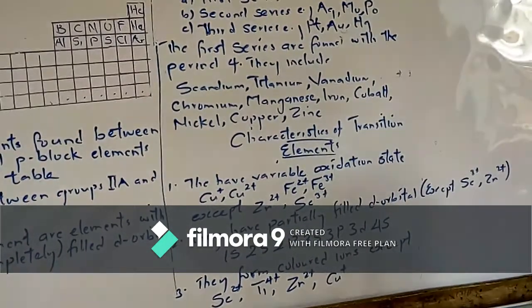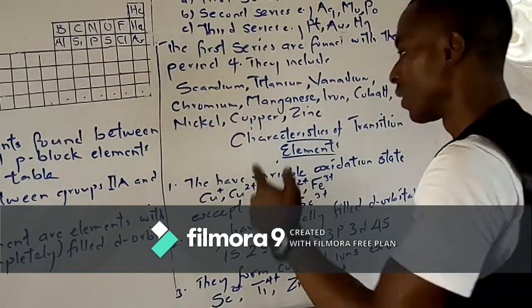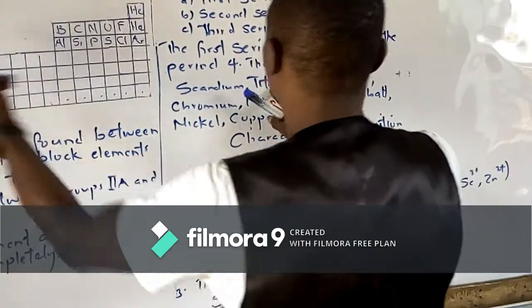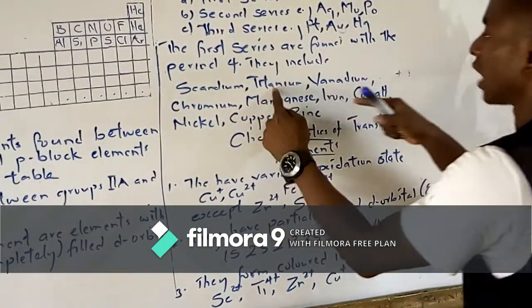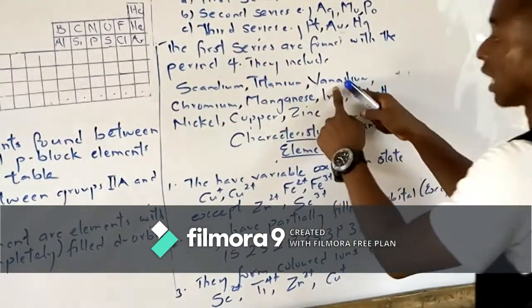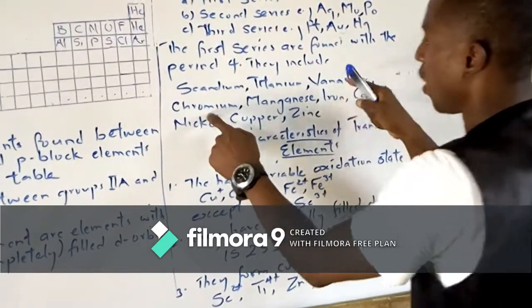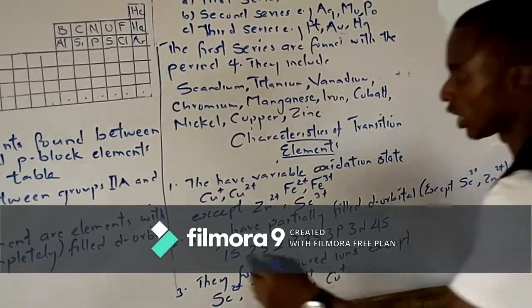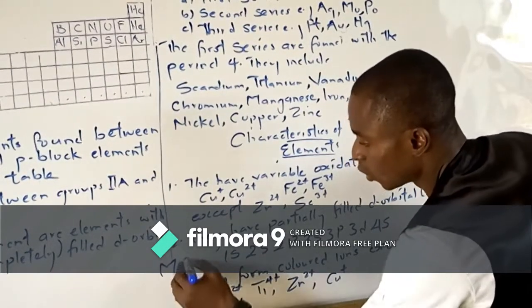Another characteristic, number 2: they have partially filled d orbitals. I want you to take note of this. They have partially filled d orbitals. Let's take for instance scandium, titanium, vanadium. That's scandium 21, titanium 22, vanadium 23. That's the atomic number. Chromium 24, manganese 25. Now let's take manganese 25.